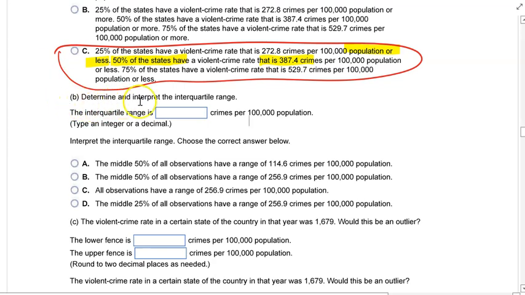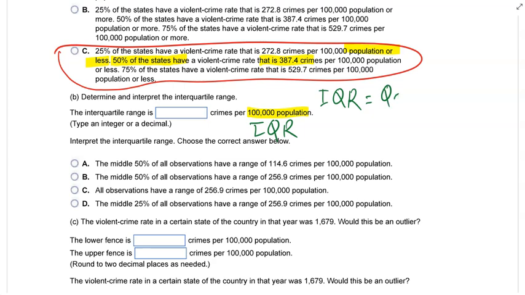Now, what's the range? You find the range, determine and interpret the interquartile range, not the range, by the way. It is the interquartile range, called IQR. And what is IQR? Here, IQR equals Q3 minus Q1. That's the formula.